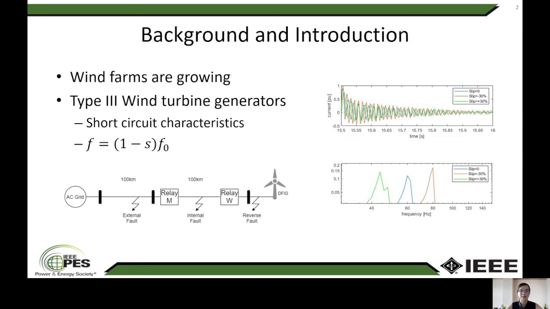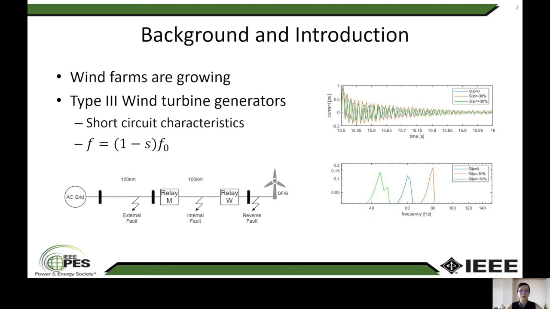The DFIG has a special short circuit characteristic where, under a fault condition, the frequency of the short circuit current may significantly deviate from the rated frequency. As shown on the right, for a slip of -30%, the deviated frequency can rise to as high as 78 Hz. For a slip of +30%, the deviated frequency can decrease to as low as 42 Hz.